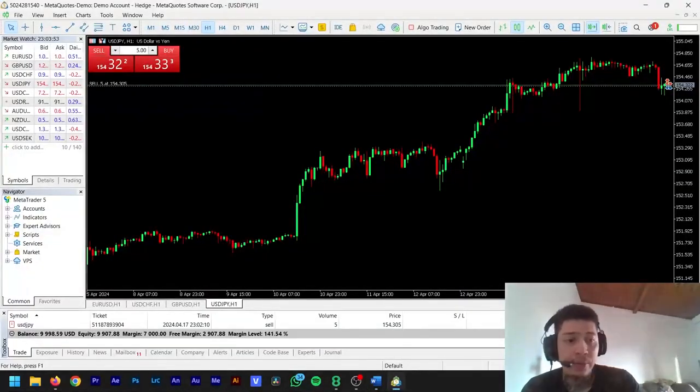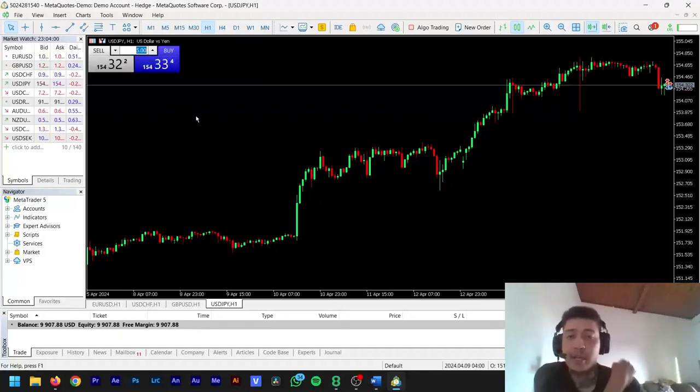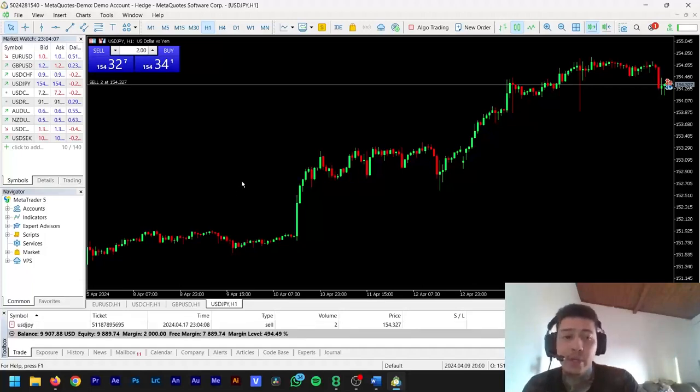And I'm going to close it now. And now let's see. Oh, it's too risky. And what are we going to do to make it a lot less risky? We're going to go ahead and lower the lot size, of course. But 3 is still too high. I'm going to work with 2, just for example. We're going to try to sell.